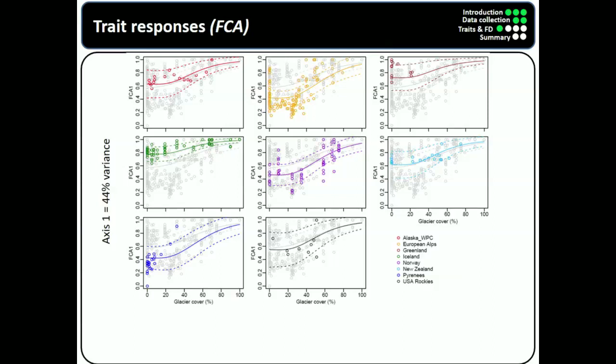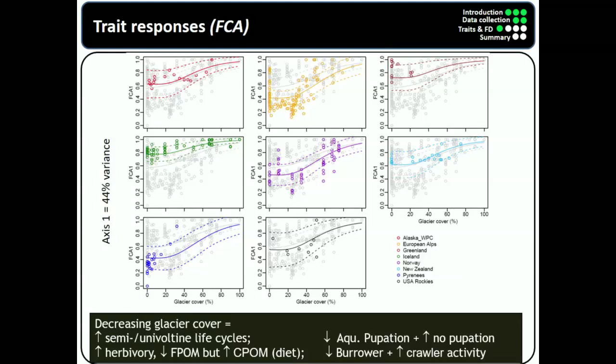Okay. When we look at the underlying trait database, these patterns are driven predominantly, so these are the traits that are loaded most heavily on that first axis, by a shift towards longer life cycles, from multivoltine through to semi or univoltine, an increase in herbivory, a decrease in fine particulate filtering or collecting, an increase in coarse particulate shredding, decreases in pupation within the river, an increase in invertebrates that have no pupation at all, and a decrease in burrow activity and crawler activity. So these are some of the central traits that the analysis is pointing us towards as being coherent responses across these different zones.